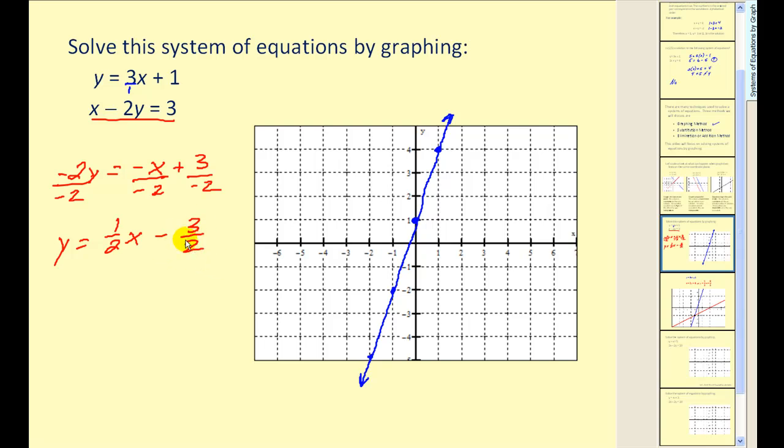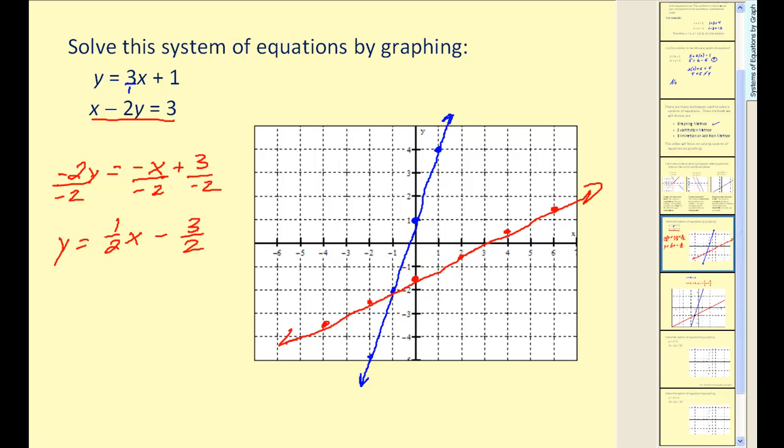So our y-intercept is negative 3/2, or negative 1.5. Our slope is 1/2, so from here we'll go up 1 and right 2. And I'm going to go ahead and find a few more points. So our second line passes through these points.